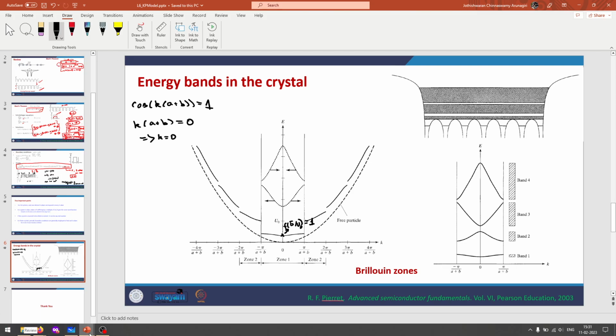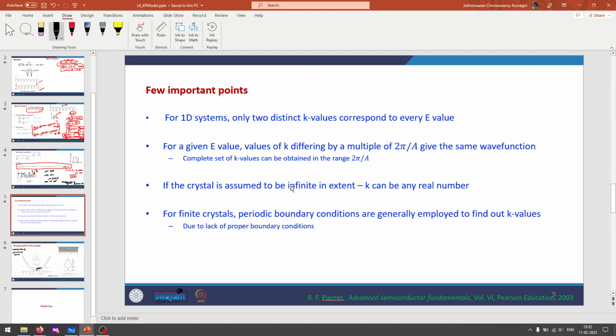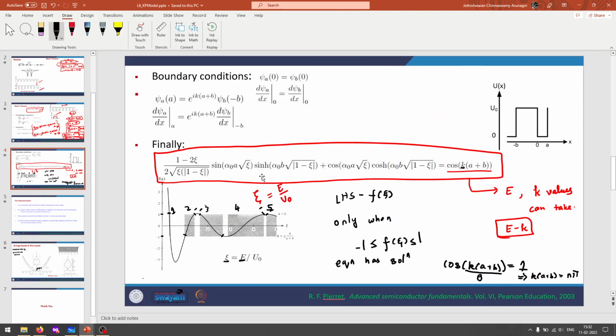Similarly, for each value starting from this, I will try to find the cos inverse. And up until this point, I can find the cos inverse. So when I come to the -1 point, what happens? What is the value of theta, k times a plus b?